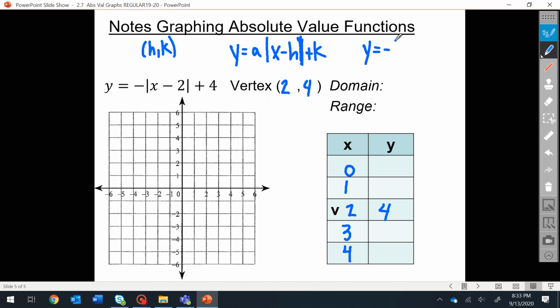Y is equal to negative absolute value of 0 minus 2 plus 4. Alright, so that's negative absolute value of negative 2 plus 4. The absolute value of negative 2 is just positive 2. But remember, this negative sign is still here, plus 4. And then negative 2 plus 4 is 2. So our first ordered pair on our table is 0, 2.